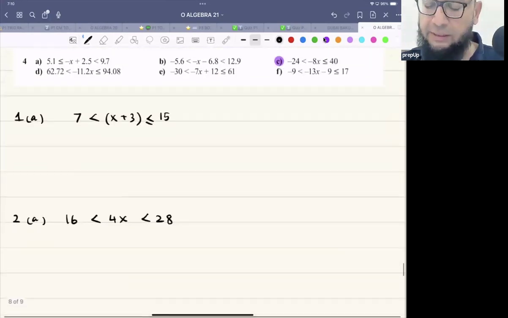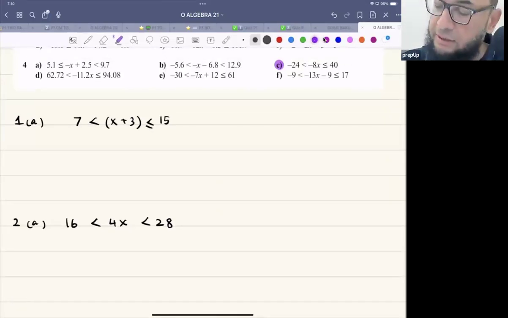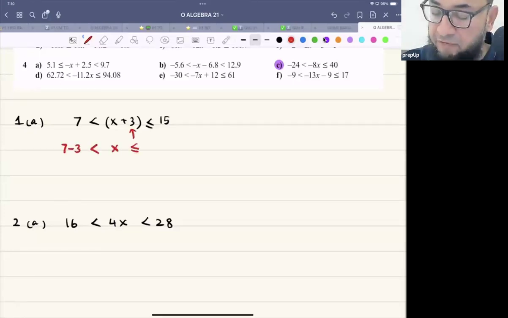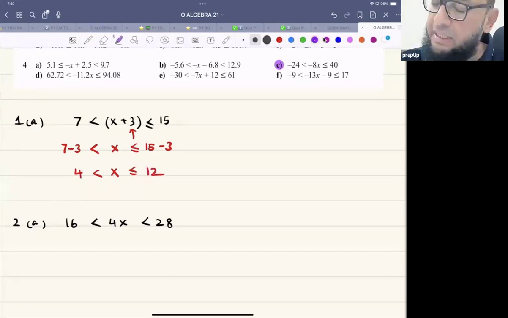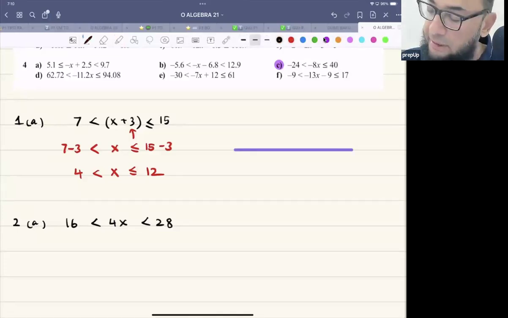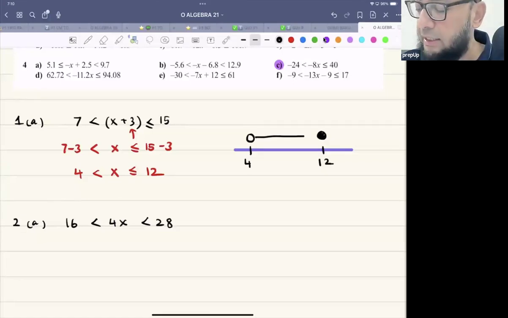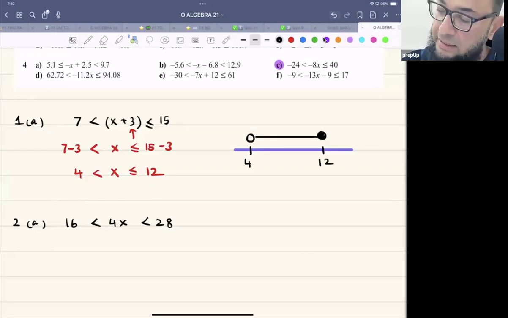So now let's get started with this. First of all, in this one, I can subtract 3 from both sides. So therefore 7 minus 3, x 15 minus 3. So therefore x lies between 4 and 12. That means if I were to show it on a number line, let me mark the points. This is 12, this is 4. It lies between these two. That's a solid circle, that is an empty circle, and just draw a line connecting the two. That is how this thing is drawn.